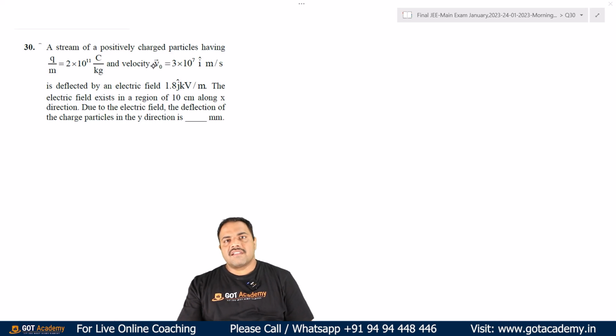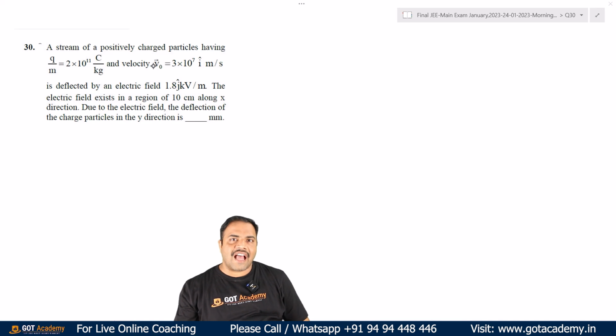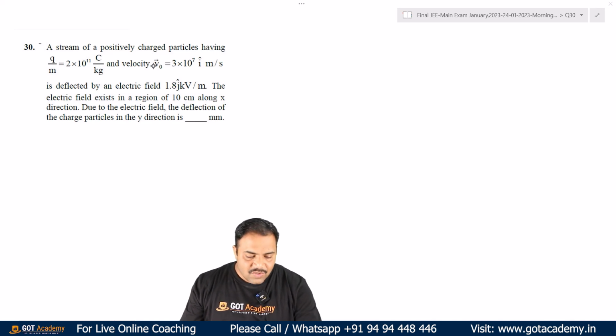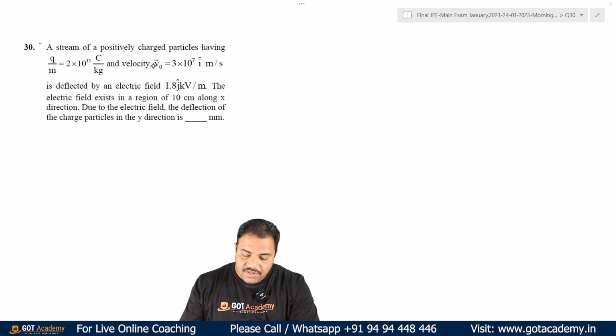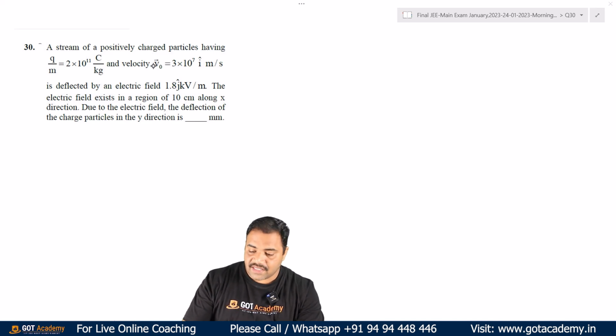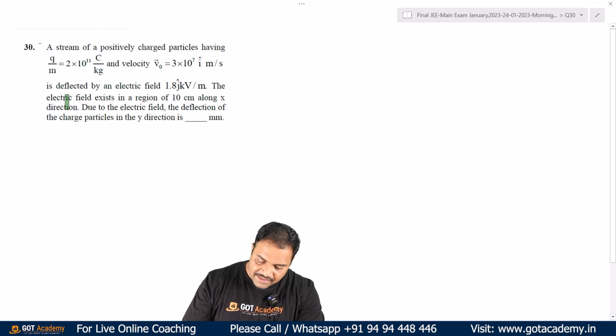So children, now let us discuss question number 30 from JEE Mains paper, that is first session, and I say that this is the last question from that morning session paper. Okay, last question. So a stream of positively charged particles having Q by M. If you look at this question carefully, this is from electric charges and fields. Can observe this electric field.